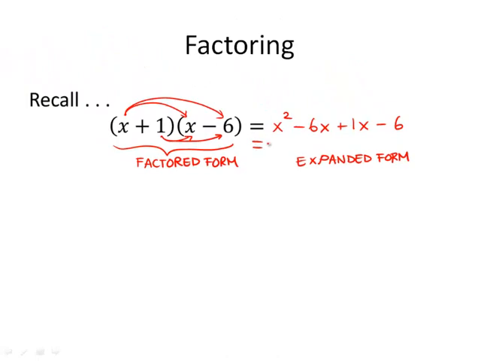And this can be further simplified by collecting the like terms. When you collect the like terms, you're adding up negative 6 and 1, and you'll notice if it's in this format, you're always going to be left with the two middle terms adding up. Negative 6 plus 1 is negative 5x, and we still have a minus 6. So here we have our expanded form.